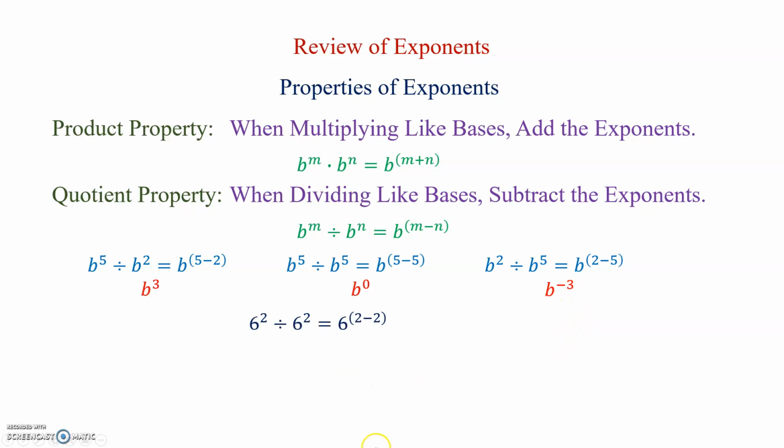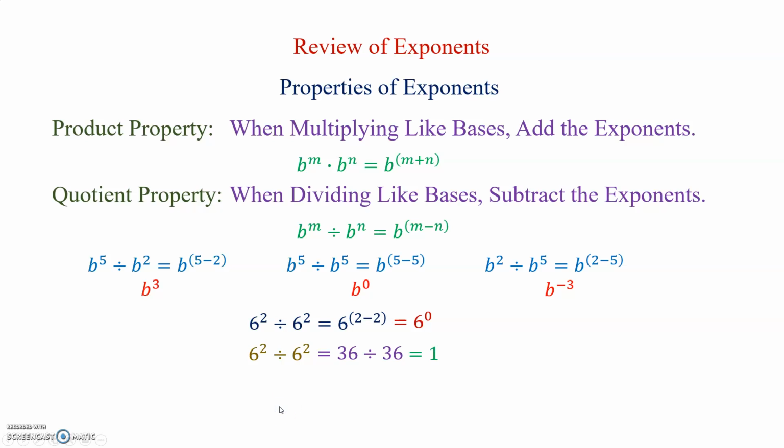If I brought a problem that actually had real numbers, 6 squared divided by 6 squared. If I apply the quotient property and simply subtract the exponents, that'll give me 6 to the 0. Now this doesn't help me see what 6 to the 0 actually equals, but because it came from this problem, I'll work it out a little differently. I'll next use PEMDAS, order of operations. If I apply PEMDAS, I would first square each number: 36 divided by 36, and of course that equals 1.